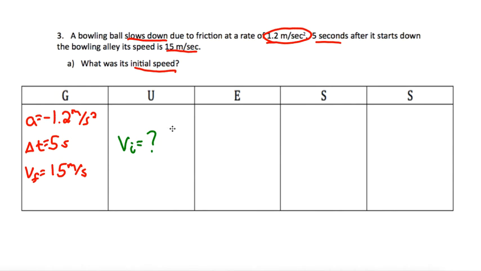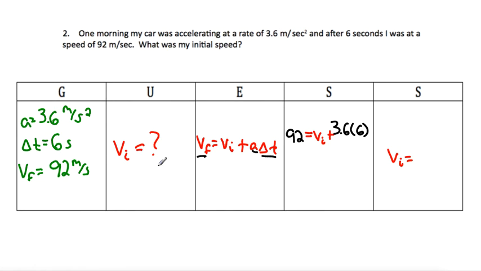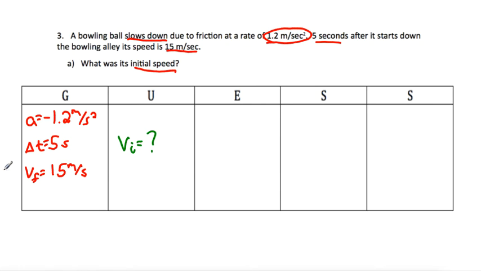Alright, so I'm not going to do any more of this problem with you because this looks a lot like the last problem we just did. We know acceleration, we know time, we know final velocity. We're solving to find out what VI is. So if you need help on how to set this up and solve, look back to your last problem, problem number 2. It was the same setup. In the end, you'll end up with a velocity initial that the ball was thrown with.